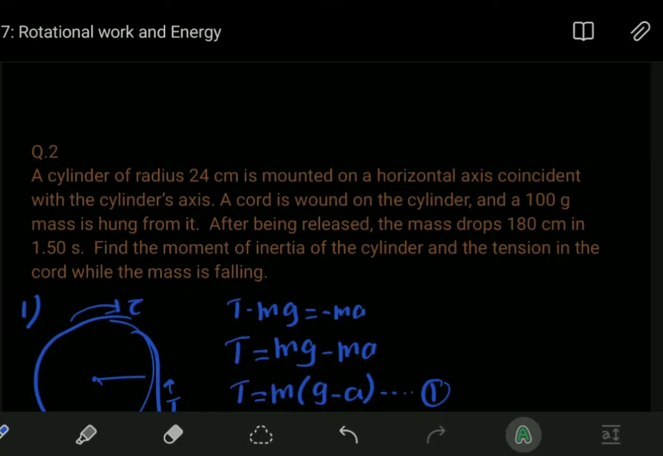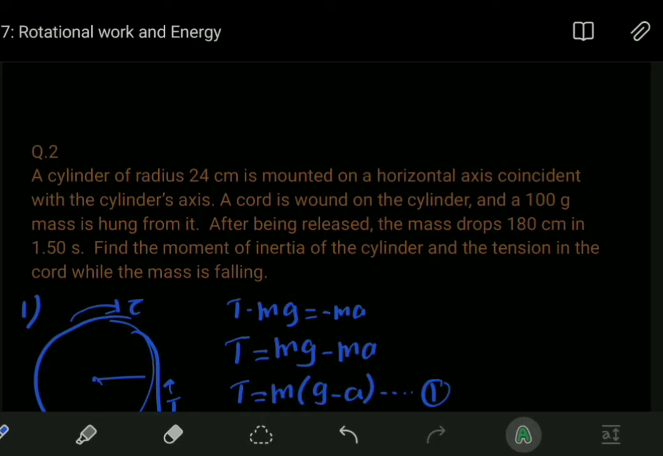Here we have a cylinder with a cord wound on it. This cord is attached to a 100 gram mass. The mass is released, and it drops 180 centimeters in 1.5 seconds. Now we want to find the moment of inertia of this cylinder and the tension in the cord while the mass is falling.